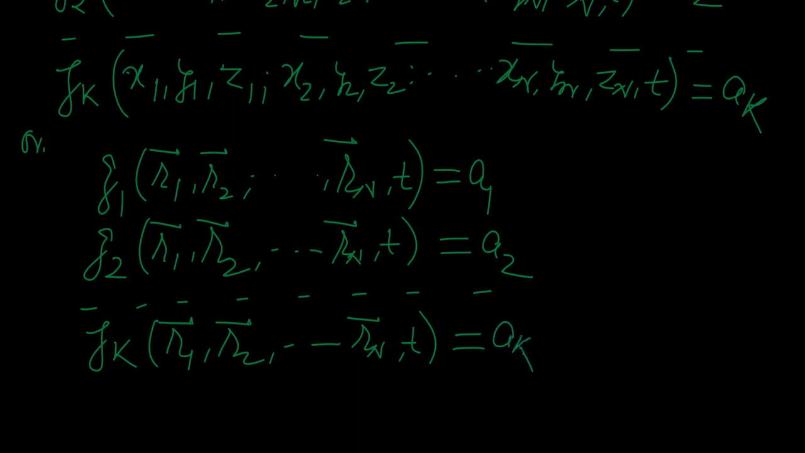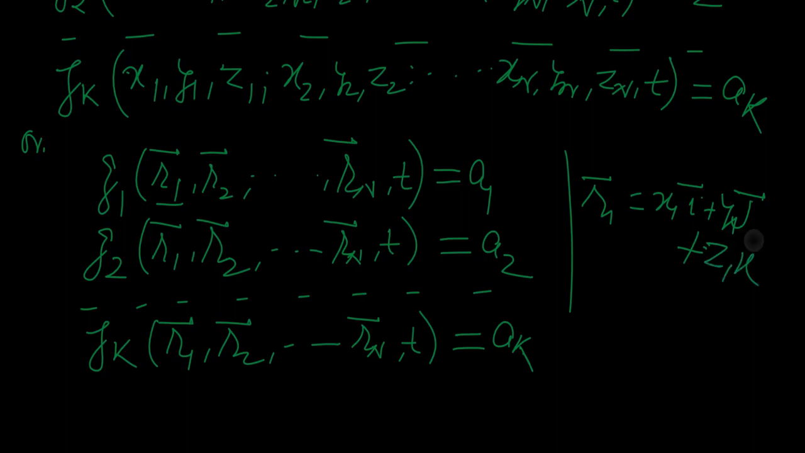Here it is obvious that when you write r1 instead of x1, y1, z1, because you know r1 equals x1 i plus y1 j plus z1 k. So r1 represents the three position coordinates x1, y1, z1. Like that, r2 represents x2, y2, z2 and so on.